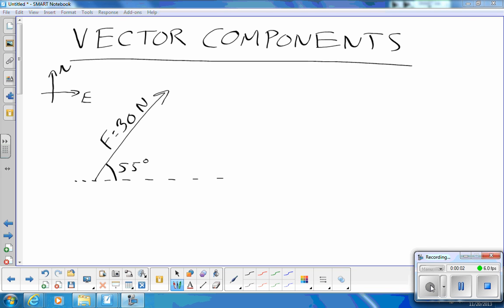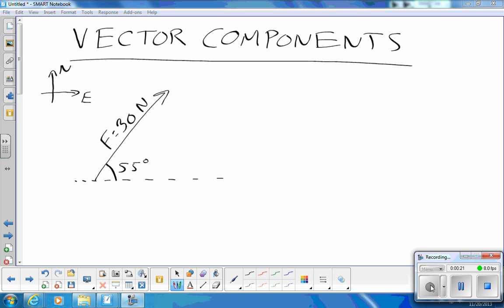Okay, here we have a problem with a vector we've been given, a force vector in this case, and we want to divide it into perpendicular components. We want to find the components of this vector. How do we do that? All right, well, we start by recognizing the direction of the components that we want to get.